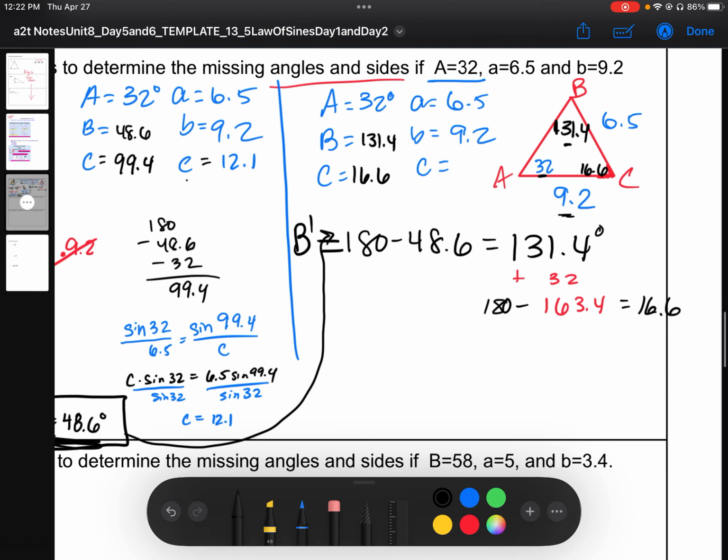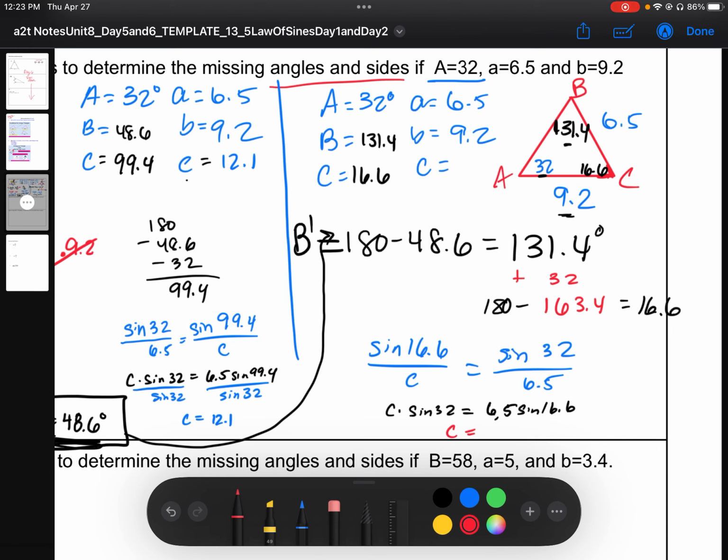Okay, lastly, solving for side C, because it did say find the angles and the sides. So for side C, I need sine 16.6 over missing side C. And then again, I would go ahead and use side A because that was a given. So I've got sine of 32 over 6.5 and solve. So cross multiply: C times sine 32 equals 6.5 sine 16.6, divide by sine 32. So C is, I'm getting 3.5.